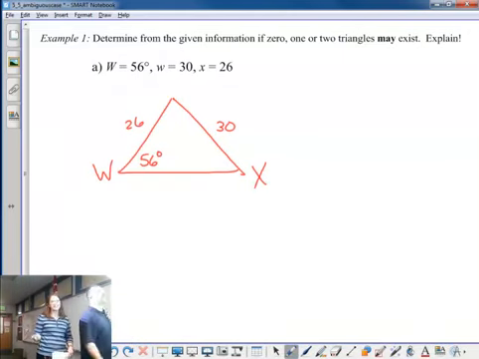Okay, now we probably need to name the other vertex of our triangle. So this is W and X. Let's call it Y. Alrighty. Okay, so to figure out how many triangles there's going to be, let's go ahead and solve it. We were pretty good at law of sines. Let's just do it.